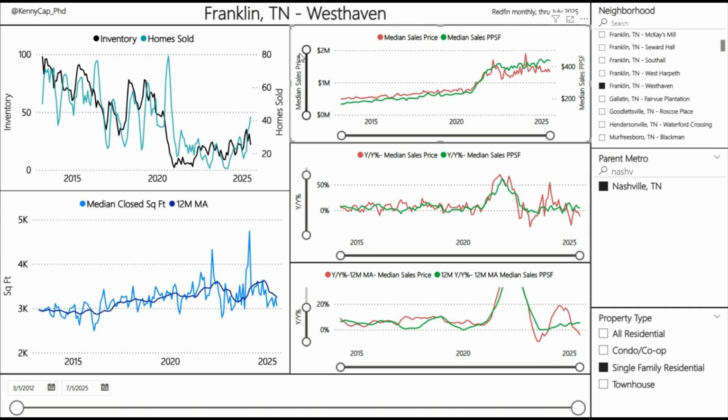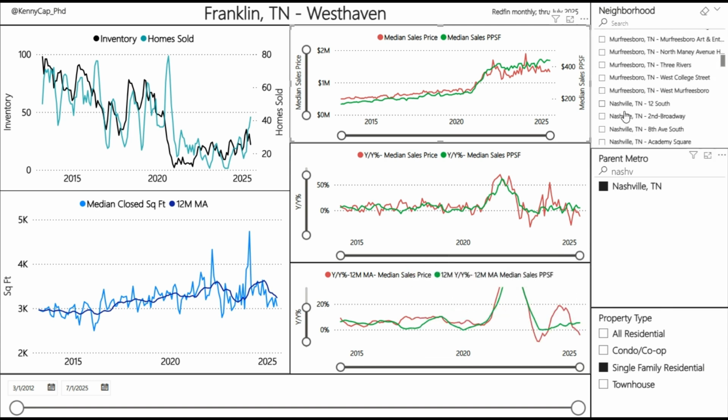And as you can see, even though inventory is not terribly high for the area, you're still seeing some weakness in home prices. Part of that is just the size of the homes that are selling. But you're eventually going to see, on a normalized basis, something like the price per square foot actually come down.